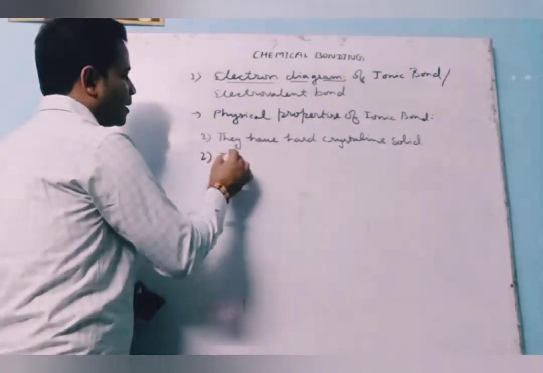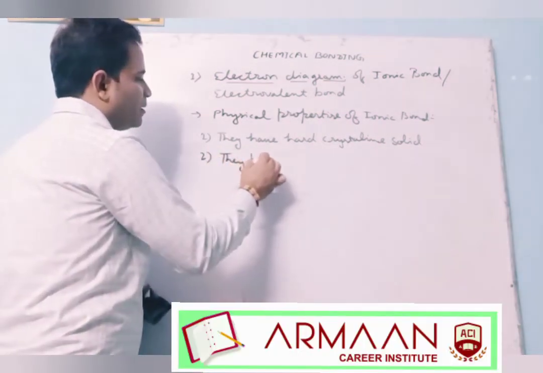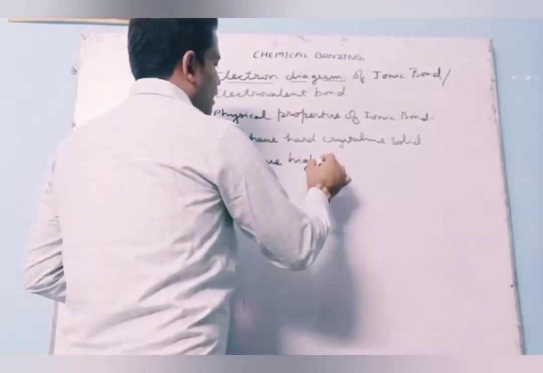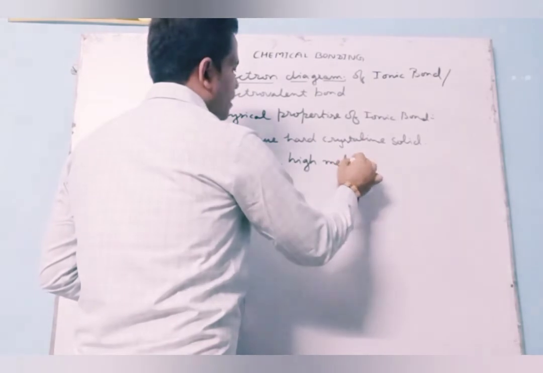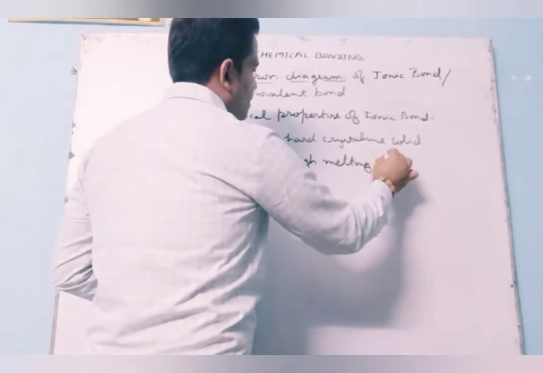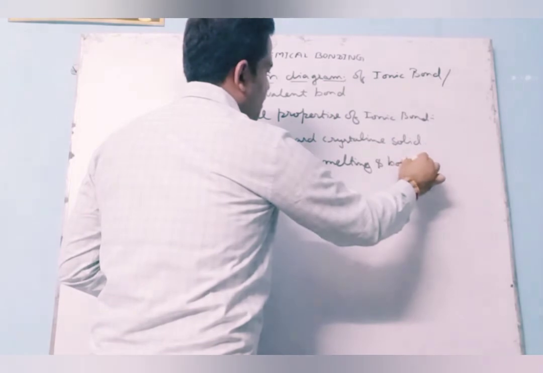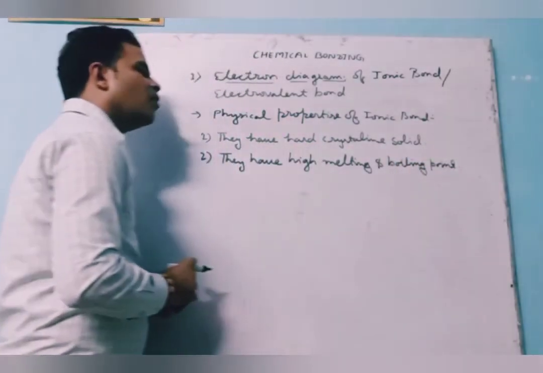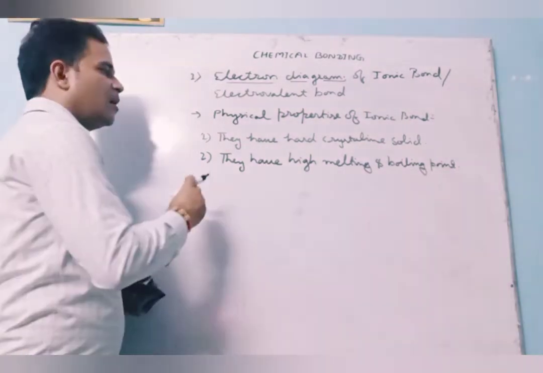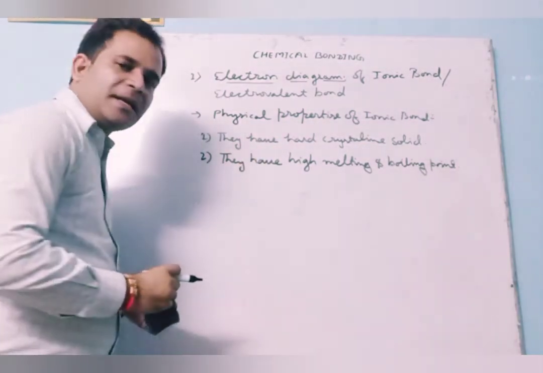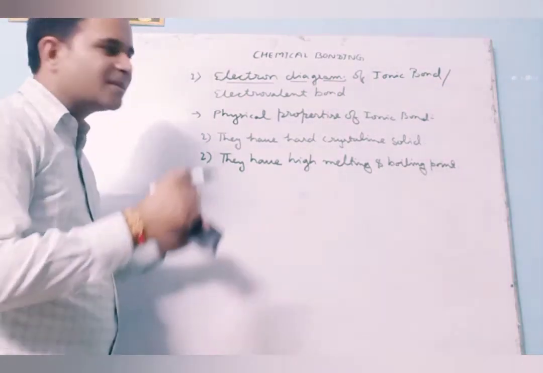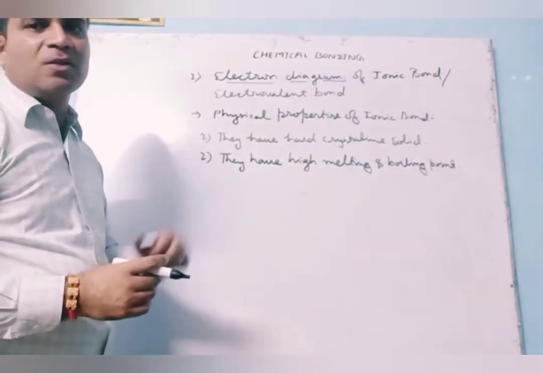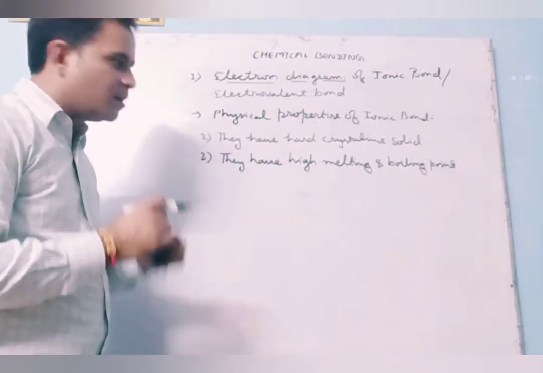Second, they have high melting and boiling points. They have high melting and boiling points also. Much energy is needed to break their bond because the electrostatic force of attraction there is so high. So that's why it needs so much energy to break their bond.